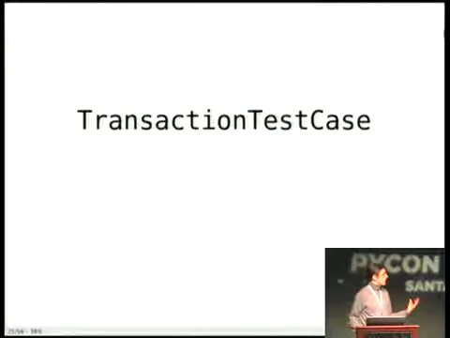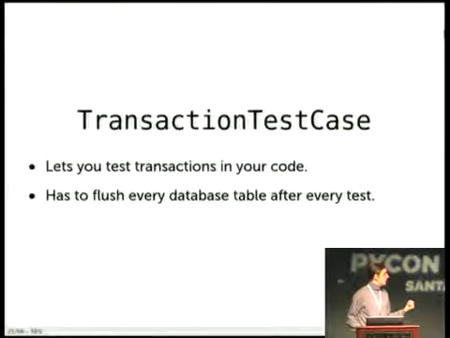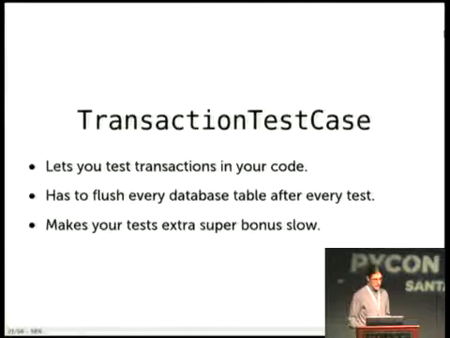The TransactionTestCase, on the other hand, if you subclass your tests from that, allows you to test transactions in your code because it doesn't wrap your test in a transaction. Therefore, it has to flush every database table after every test, and it's really, really slow. So, of course, again, you want to have as few of these as possible, only when you really need to test transactional behavior in your code.